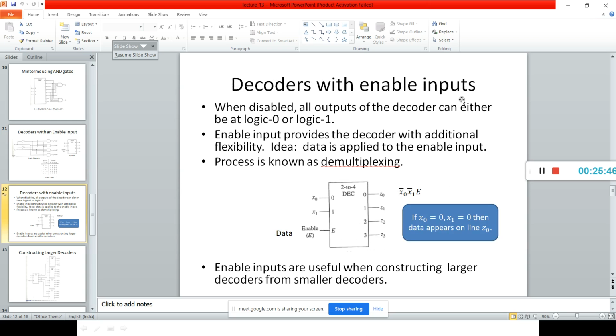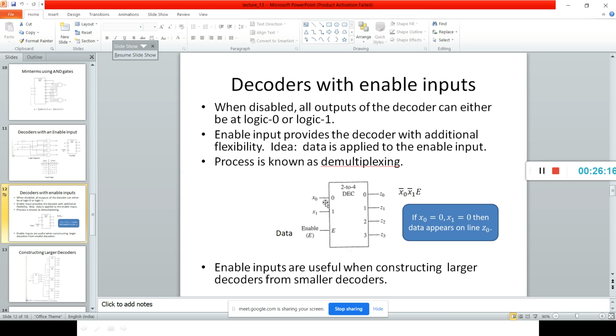So next, decoders with the enable inputs. When disabled, all outputs of the decoder can be at either logic 0 or logic 1. The enable input provides the decoder with additional flexibility, that is, data is applied to the enable input. Sometimes the enable input line can also be used as a data line. This process is known as demultiplexing.